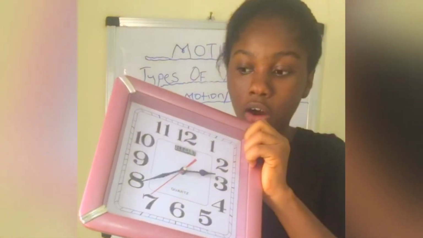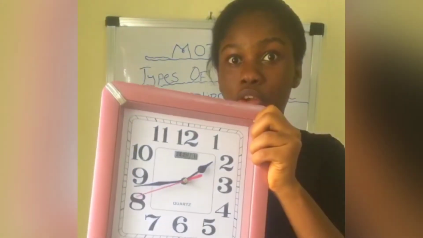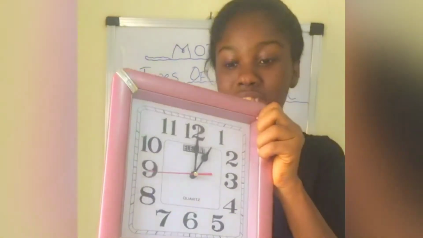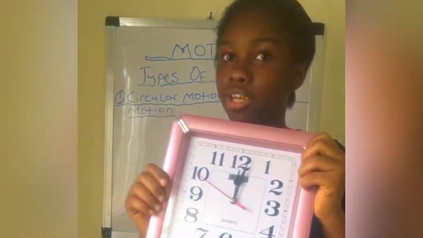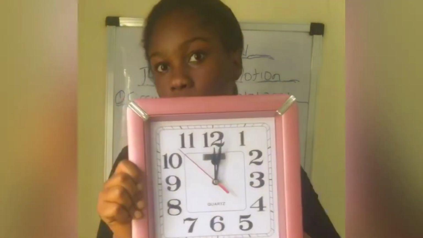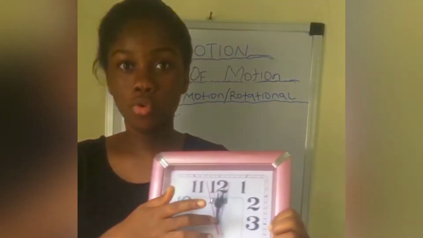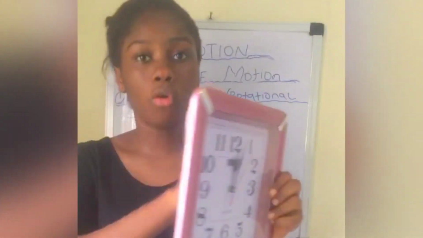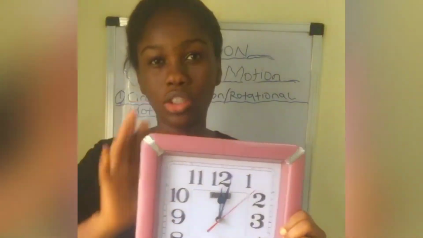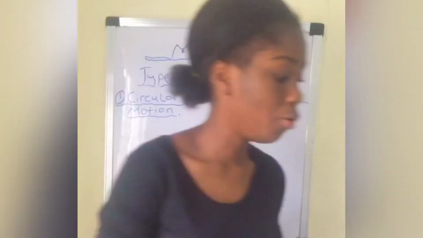See, it's going round, round, round. A cycle, 360 degrees round. Don't let the shape of the clock confuse you. The movement of this spindle is a circular motion, and if you notice, it is only the spindle that is undergoing motion, not the whole clock. It is only the spindle that is moving. That is an example of circular motion.